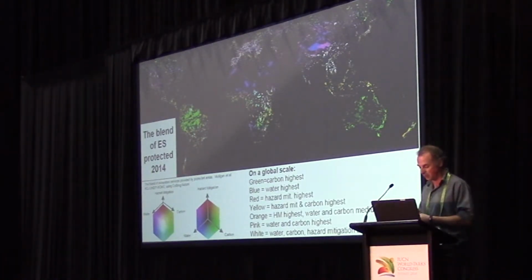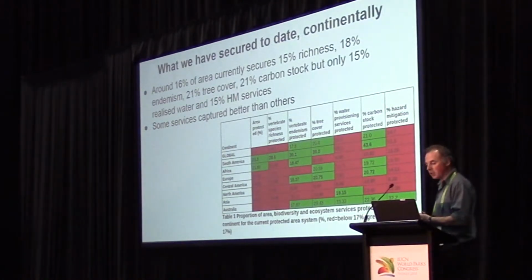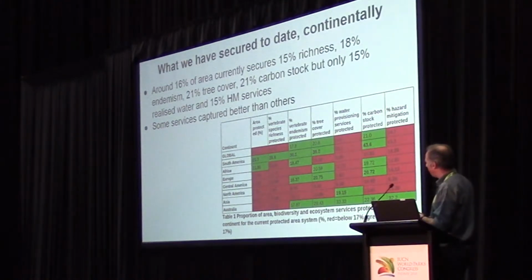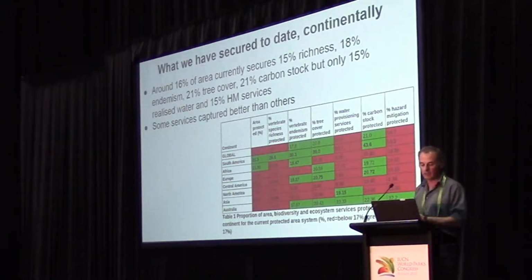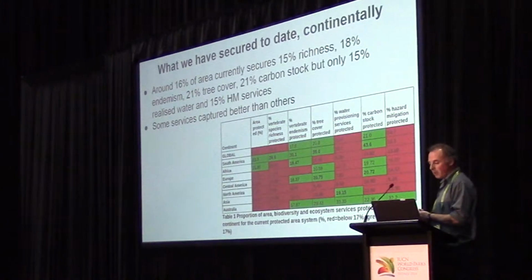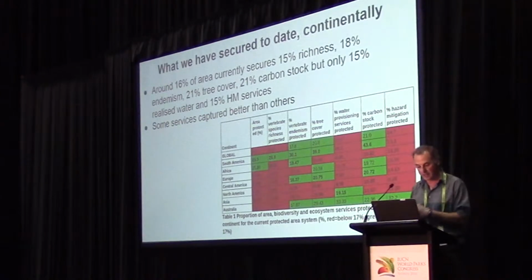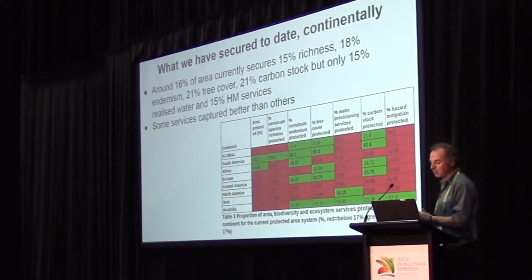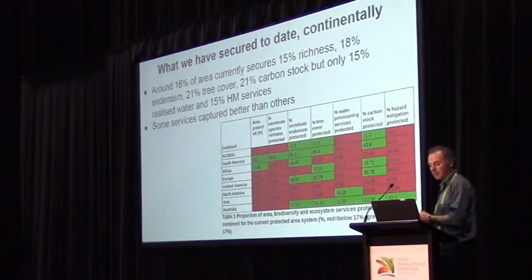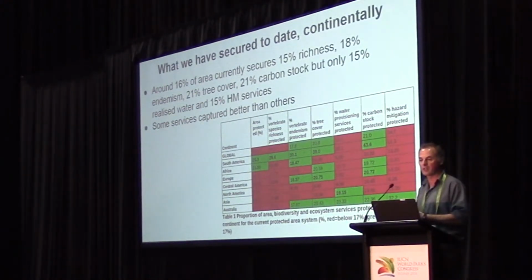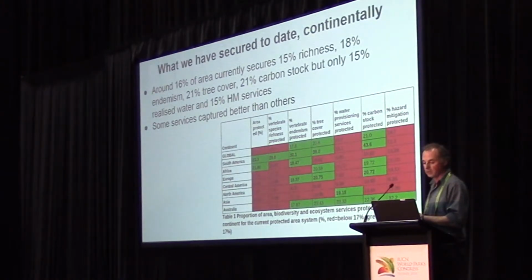It's a complex picture. So what have we secured to date? Well, if we look globally, that's the top line of this chart, and we can look continentally, which are the other rows. Globally, in 16% of the terrestrial surface area, we have protected, in quotes, 15% of global richness, 18% of endemism, 21% of tree cover, 21% of carbon stock, but only 15% of the water and hazard mitigation services that we actually use, and that we need to continue to use.